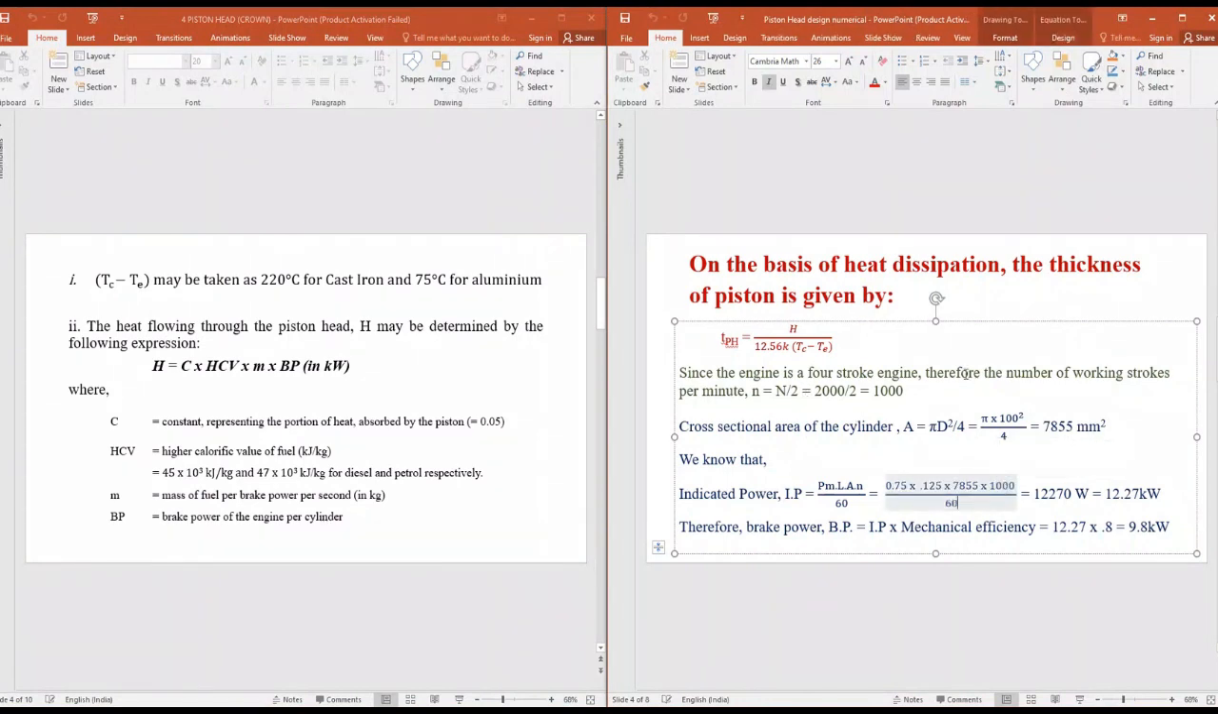N, we have 2000. The engine RPM is 2000. So since it is a 4-stroke engine, we have to divide by 2. So we get 1000. All right. So P L A N by 60, finally we get 12.27 kilowatt. So this is our indicated power.